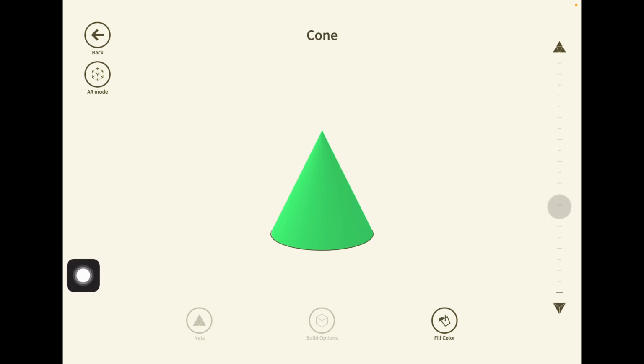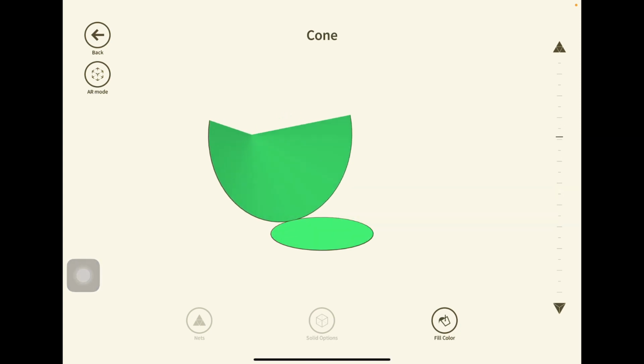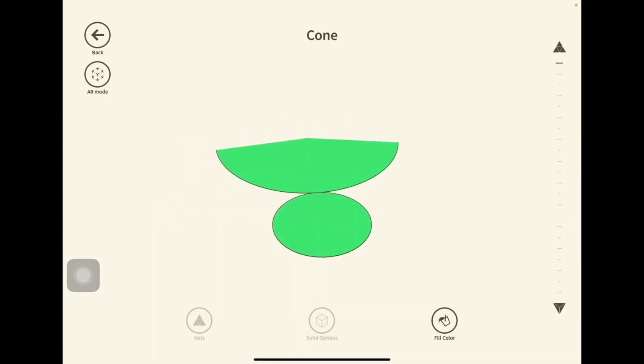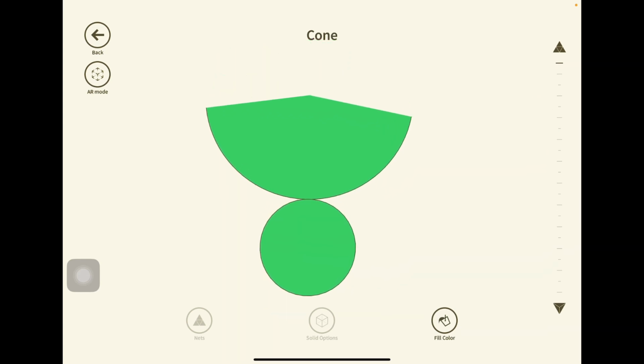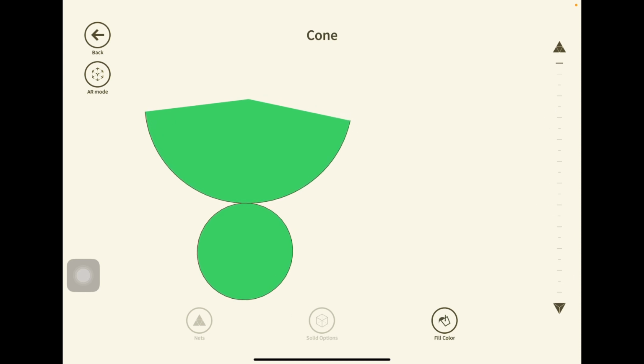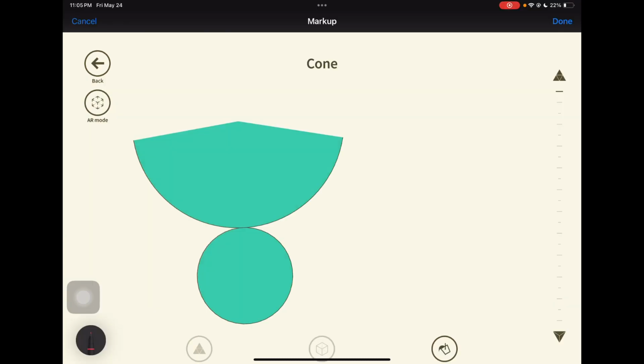So let's open its net. And this is the net for a cone. So this is the circle, and this is the body of the cone. Now this is a net of a cone, and we can see that it has a circle. So let's say the radius is 4 cm.